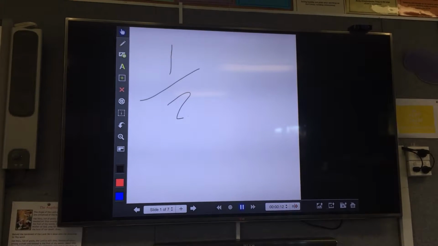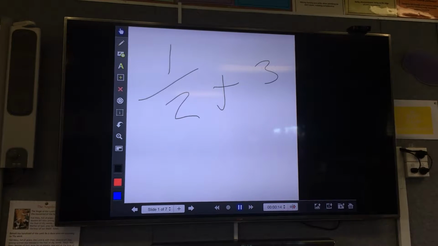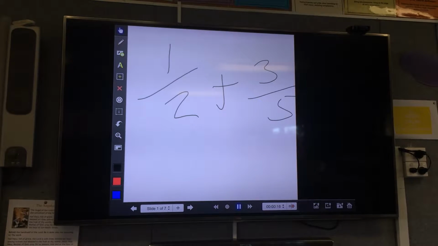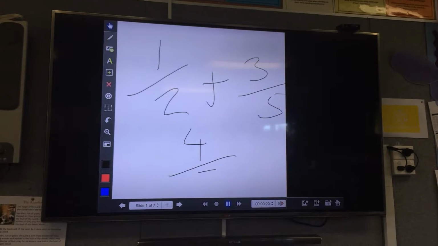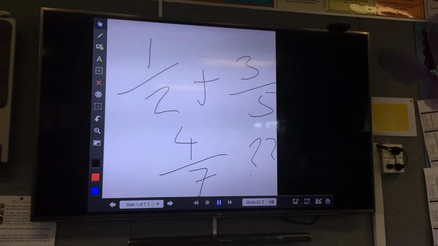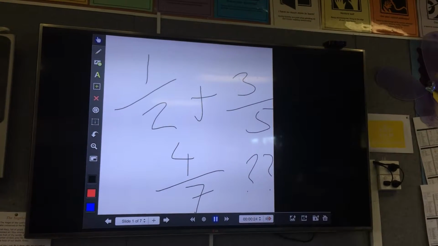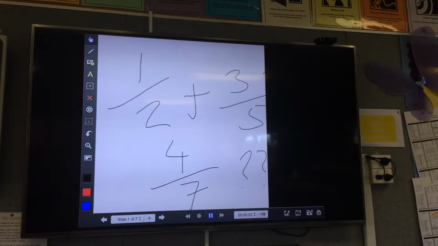The fraction today is 1/2 plus 3/5. The estimate answer is 4/7. Is this true or false? We believe that this is false.